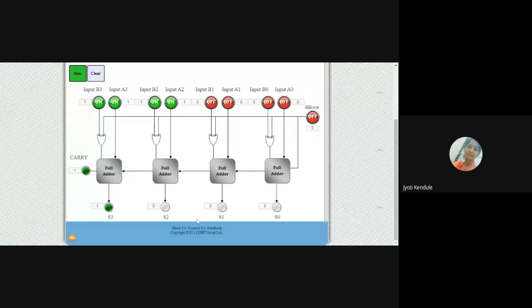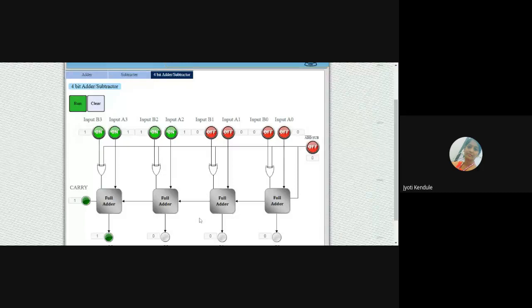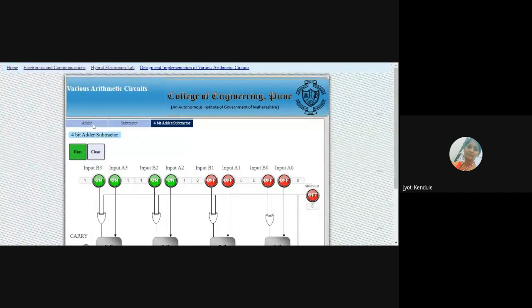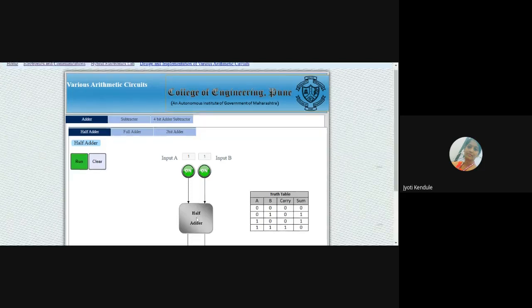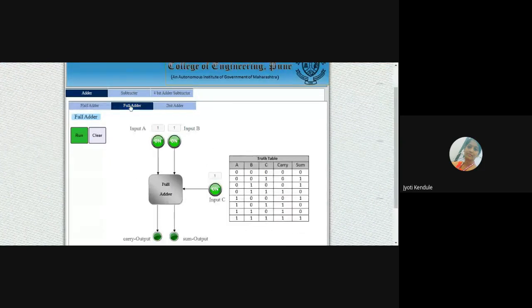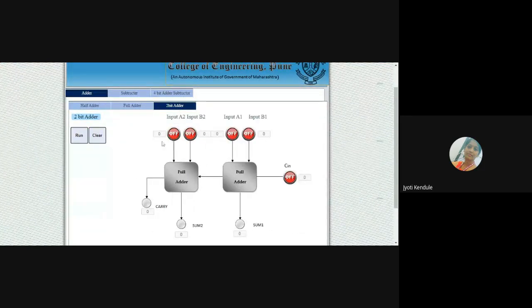This is all about it. We have discussed about 3 different types of circuits. First one is adder. Half adder we have discussed. Then we have discussed a full adder. 2-bit adder is also available.